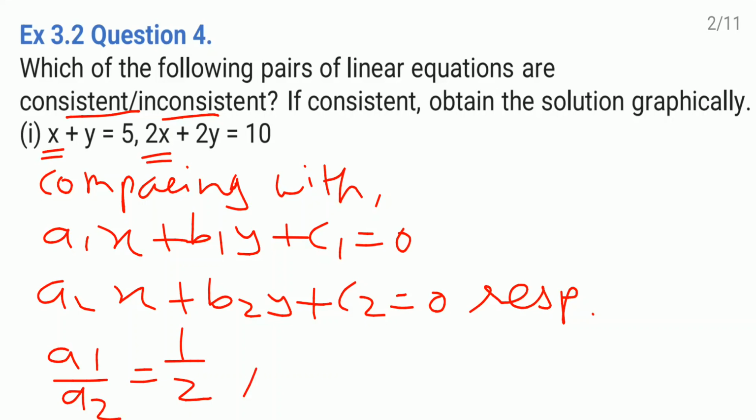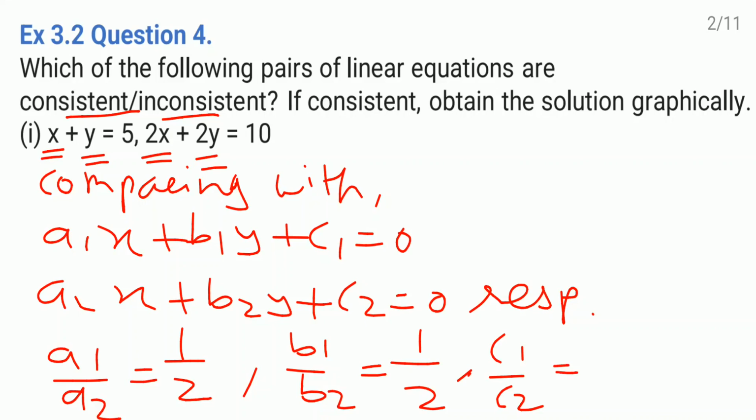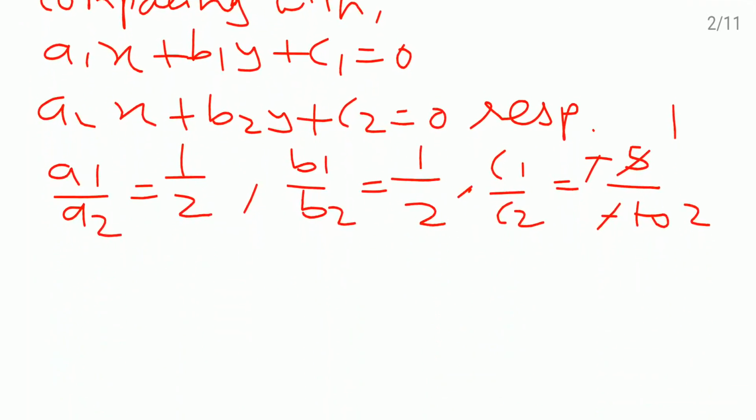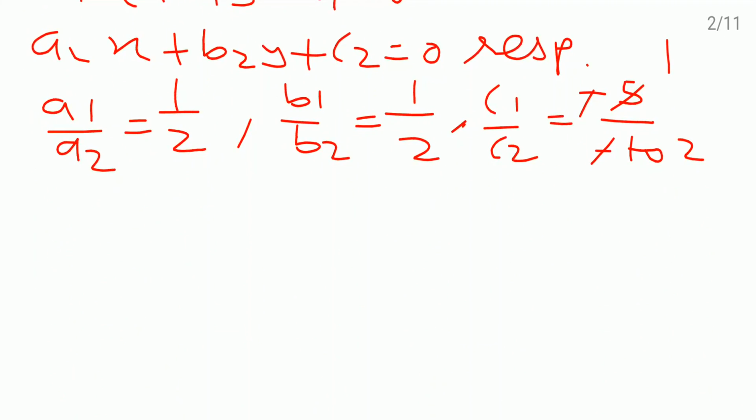Now in the second case, b1 by b2 is equal to 1 by 2. Same here, 1 and here 2. Only y is there, it means that the coefficient is 1. And here c1 by c2, it means that this 5 will come this side, it will become minus 5, and c2 means 10 will come this side, it is minus 10. 5 ones are and 5 twos are, negative negative cancelled. See, observe all the ratios are equal.